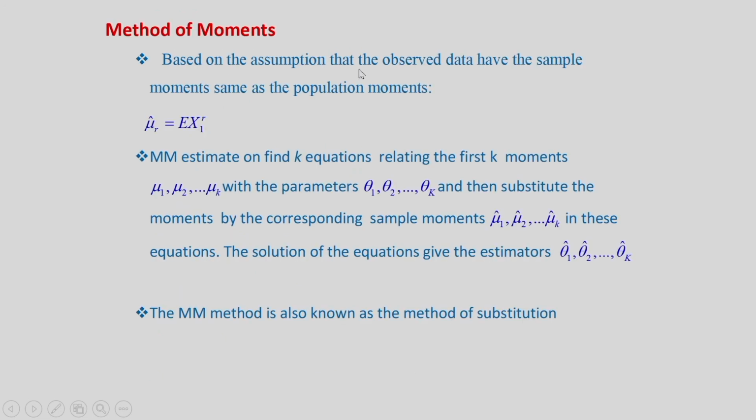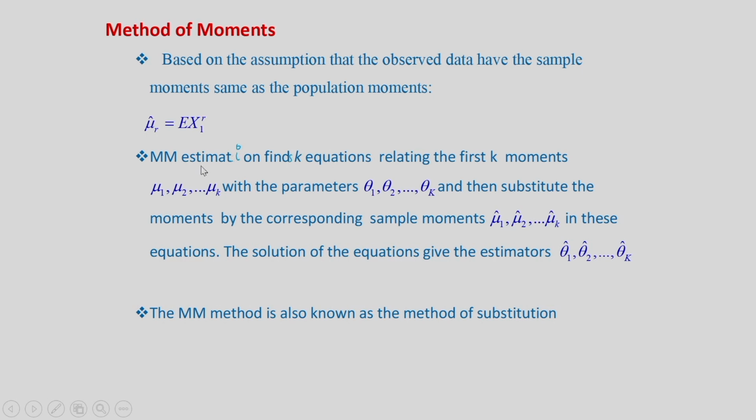Now we will discuss what is method of moments. It is based on the assumption that the observed data have the sample moments same as the population moments. So whatever sample moments we have, that is same as the population moment. So that way mu r hat is equal to E of x1 to the power r. This is the assumption we use in method of moments.